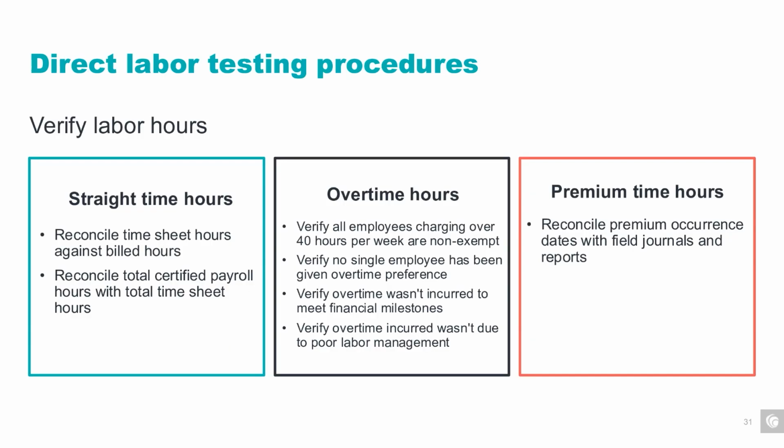Also, for overtime, you want to check for fairness in overtime allocation. Make sure no single employee is consistently given overtime preference. Lastly, you want to review the reasons for the overtime. Was it incurred to meet a financial milestone or deadline, or was it due to poor labor management? Overtime should be justified and not just to cover up inefficiencies.